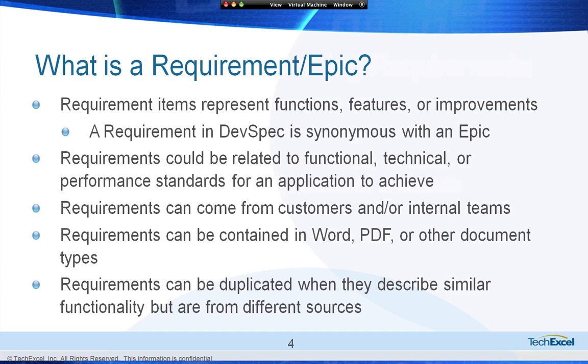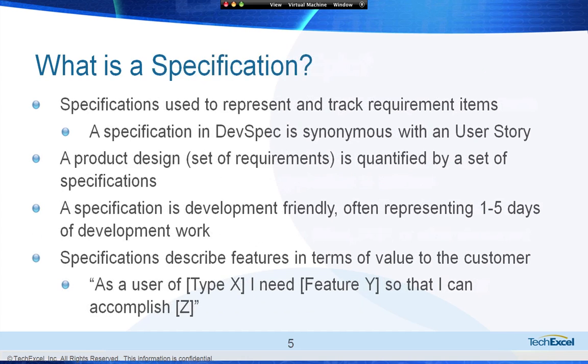In order to actually implement a requirement within DevSpec, it must first be broken down into specifications. A specification then is simply a summary of all or part of one or more requirements. The purpose of the specification is to provide a simple, development-friendly overview of the work that needs to be done to fulfill a requirement. A good specification will also often contain the criteria that will be used to evaluate the work done to see if it fulfills the requirements.